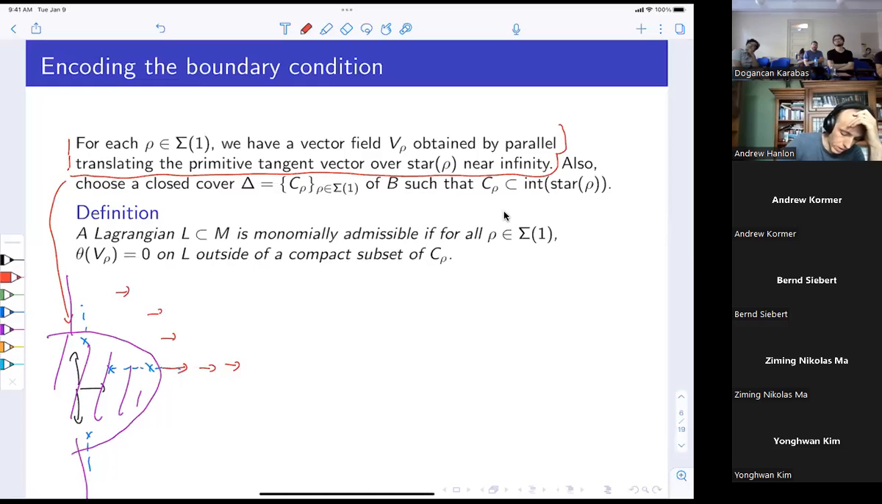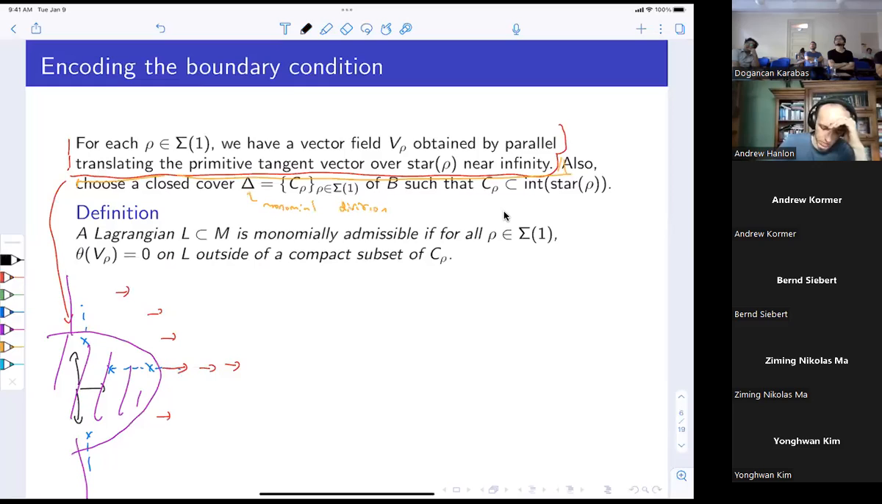And maybe if there are some slits from the nearby rays that got pushed in, it gets twisted a little bit, but it doesn't in this picture. But it doesn't matter so much. Okay, and then what I also do is I'm going to choose a closed cover of B, this delta. This is what I would call a monomial division. And what I do in the picture then is, I choose one for each row.